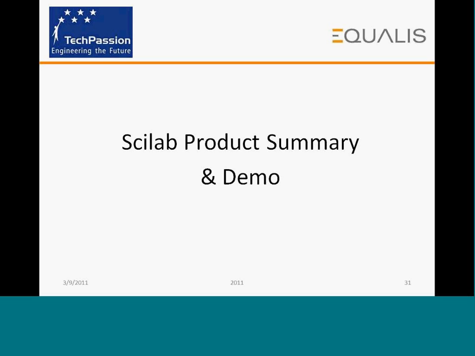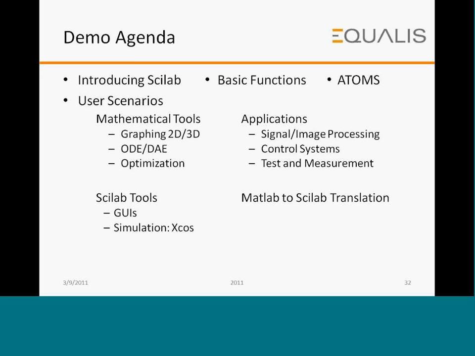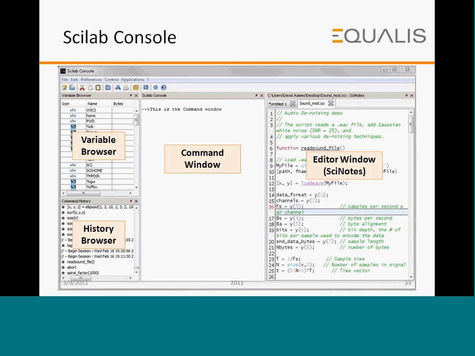Now I want to go into a demonstration mode where I'll show some of the key features in Scilab and Atoms. How do you install a new toolbox, and user scenarios, say mathematical tools. You want to do graphing using Scilab 2D or 3D, say solving ordinary differential equations or differential algebraic equations, optimization, various areas, say signal or image processing, control systems, test and graphical user interface, Xcos simulation, MATLAB to Scilab translation. How do you do that using Scilab and Xcos?